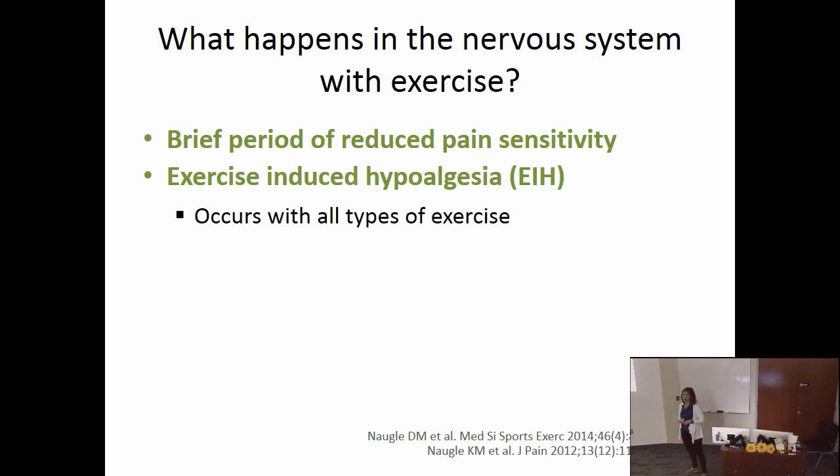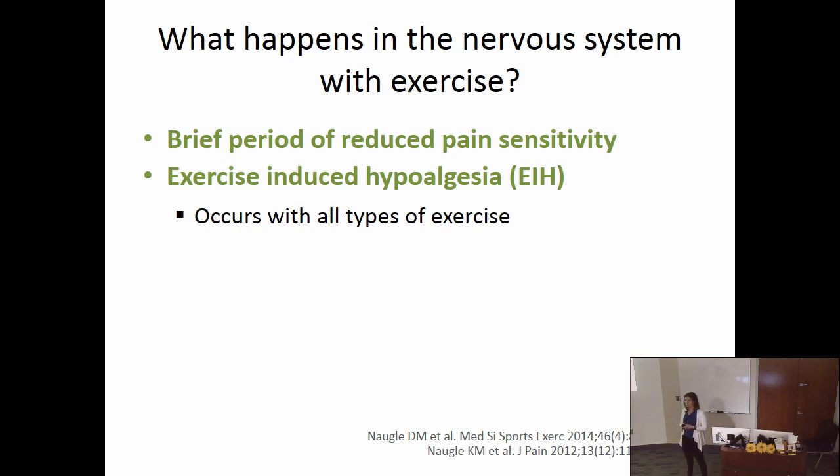All right, so let's take a bit of a shift and look at what happens in the nervous system, in the body, when we exercise. So under normal, healthy nervous system conditions, when we exercise, we get a brief period of reduced pain sensitivity. So the fancy term, everybody needs to have a fancy term for something that's going on in the body, is exercise-induced hypoalgesia. So hypo meaning less, algesia meaning pain. So a brief period of reduced sensitivity to pain when we exercise.